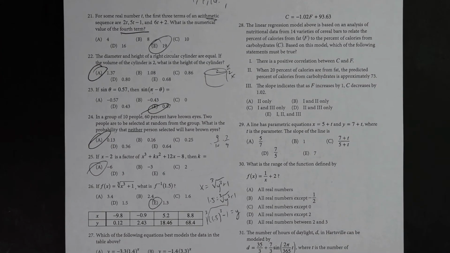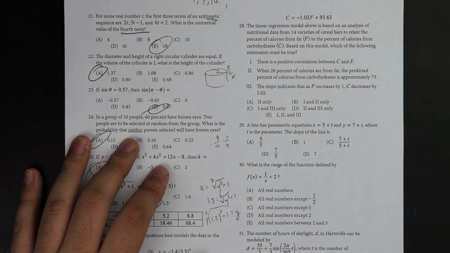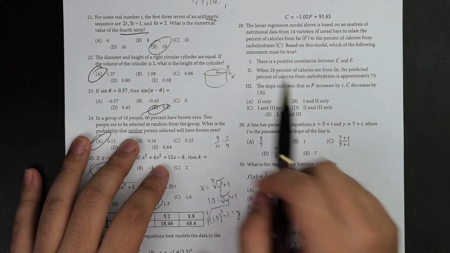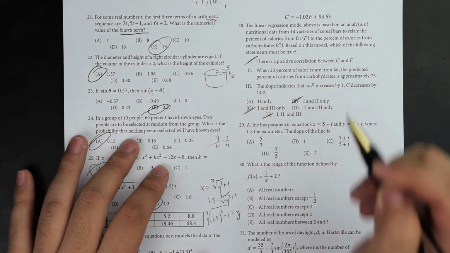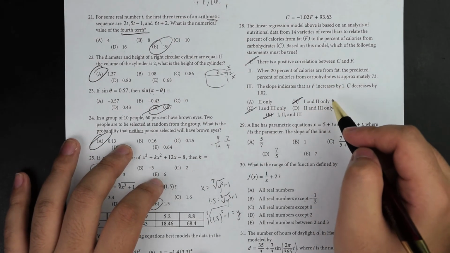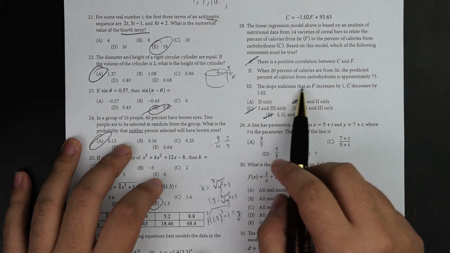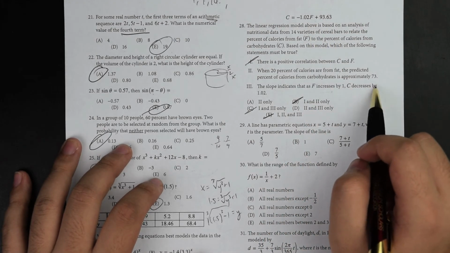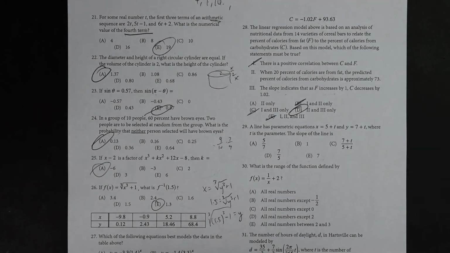So number 28. Number 28 says this: based on this model. Okay, one's definitely not it. So it's not this, it's not this, it's not this. That's no way. So either 2 or 2, 3. One of them has to be 2, so I'm not even going to worry about 2. The slope, if F increases by 1, C decreases by... Okay, so my final answer for number 28 is going to be D.